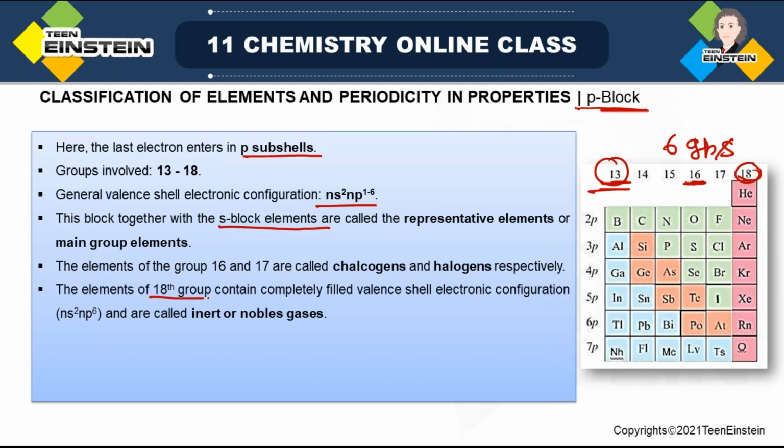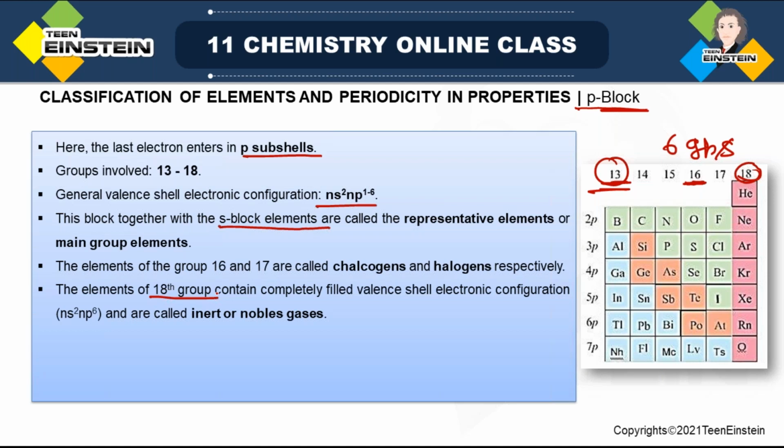The elements of the last group, that is group 18, contain a completely filled valence shell configuration, ns2 np6. That is why they have no tendency to take part in reaction, because they are already satisfied with their electronic configuration. It is fully filled. So they can be found in pure form very easily.